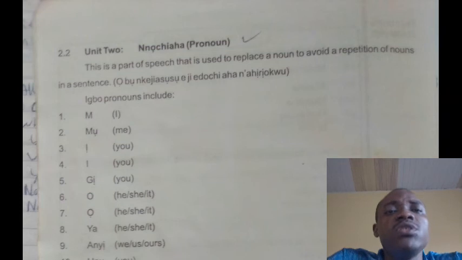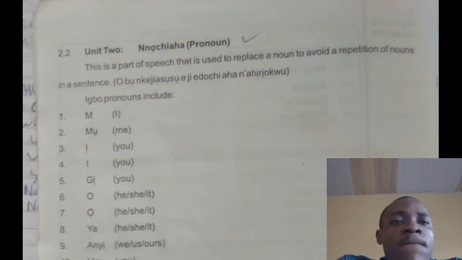We'll look at this one, pronoun, which is nnọchi aha. So pronoun in Igbo means nnọchi aha. And I believe even in your English, you know what pronoun is all about. But let's look at it. It is a part of speech that is used to replace a noun to avoid a repetition of nouns in a sentence.